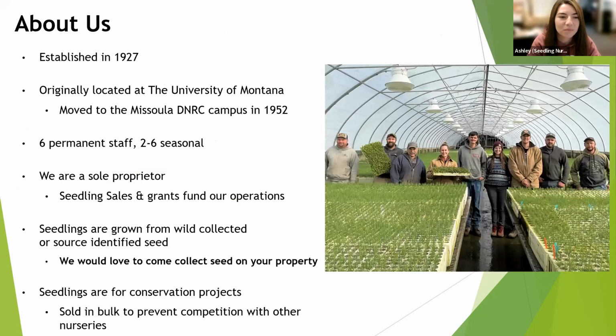Okay, so a little bit about us. The nursery was established in 1927 and was originally located at the University of Montana campus in Missoula, and then it moved to the DNRC campus in 1952. We have 6 permanent staff members and 2 to 6 seasonal staff members at a given time throughout the year. We are a business owned by the state, but we are a sole proprietor. So our seedling sales and any sort of funding that we can apply for is what we operate on.